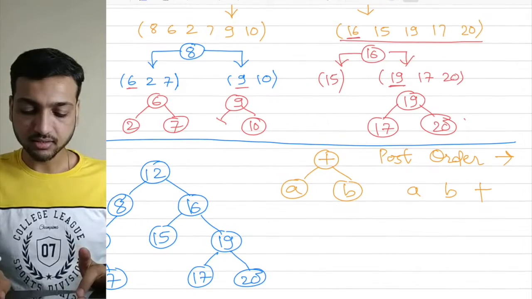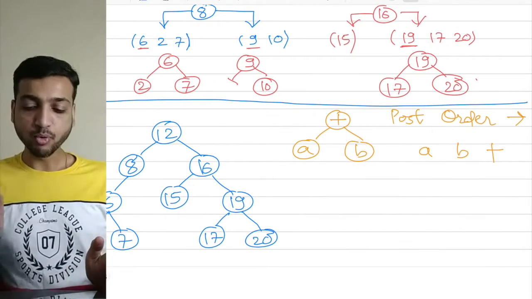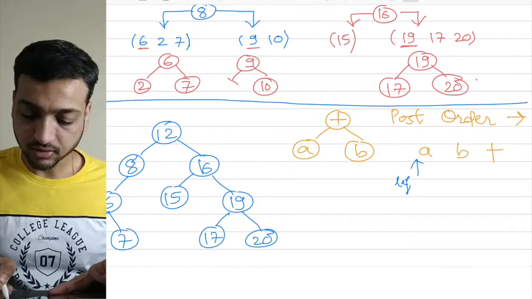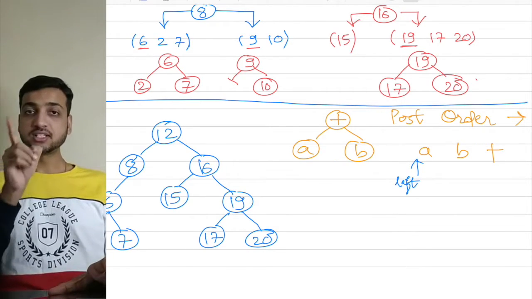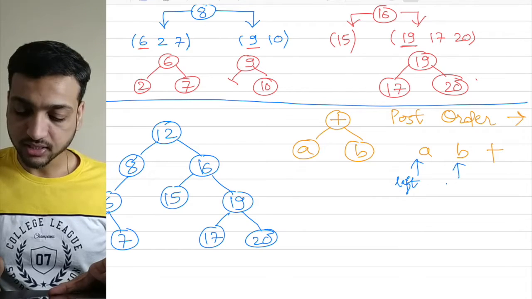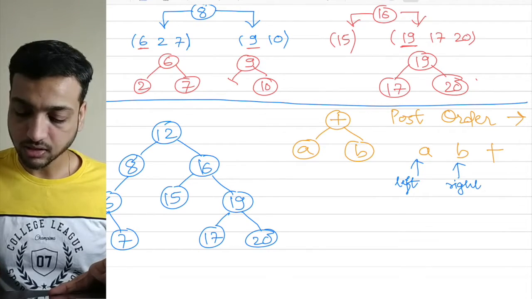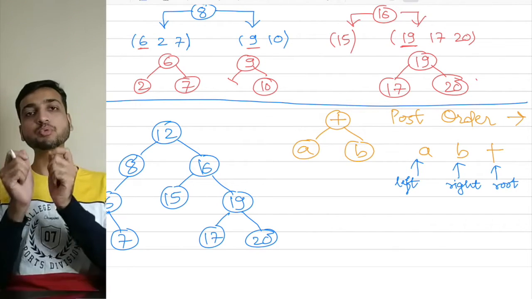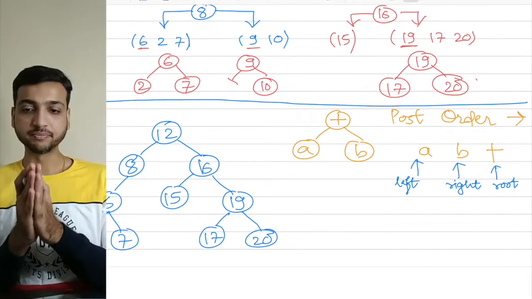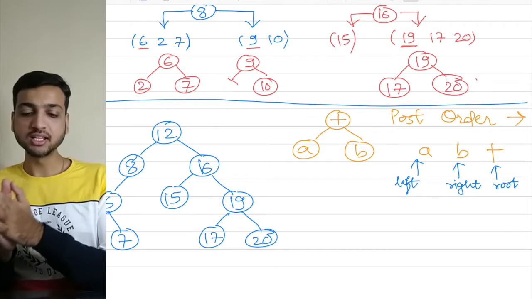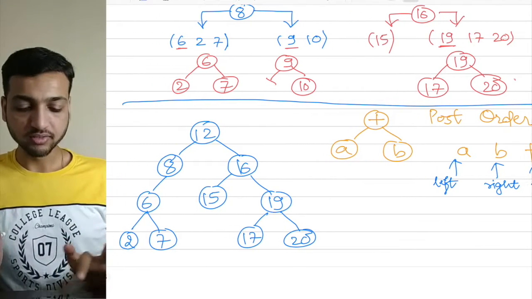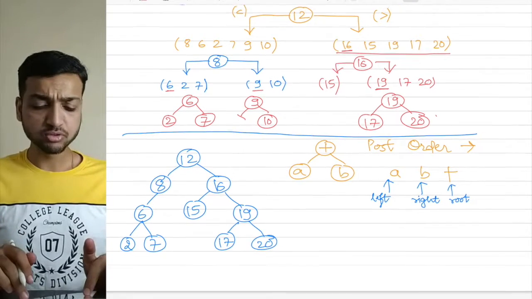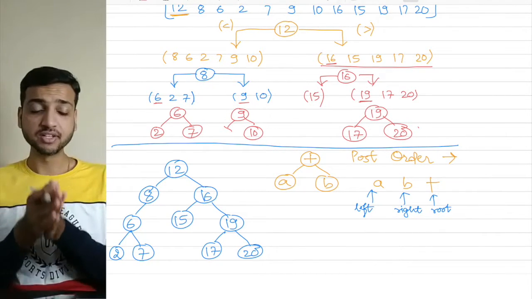Now once again, let me zoom in. The point to be noted is the first thing we visit is the left of the tree, then we visit the right of the tree, and then finally we visit the root of the tree. This is how the post order traversal of a tree works. Now this same post order traversal we are going to implement on the original binary tree that we reconstructed.